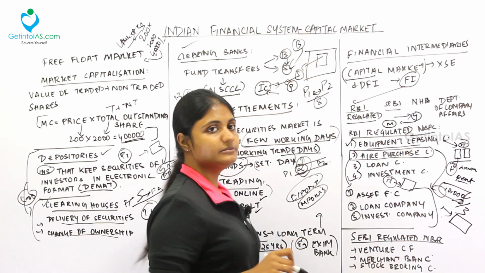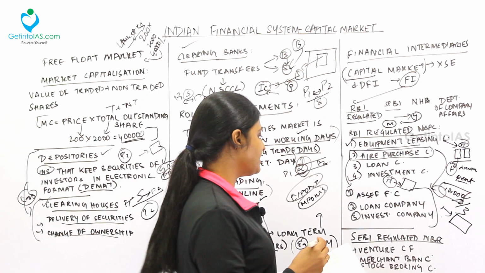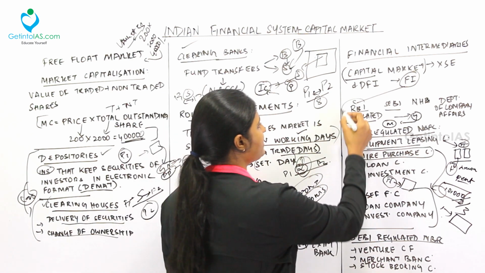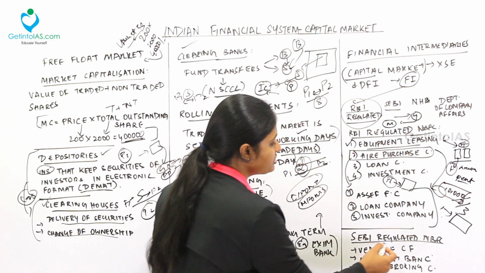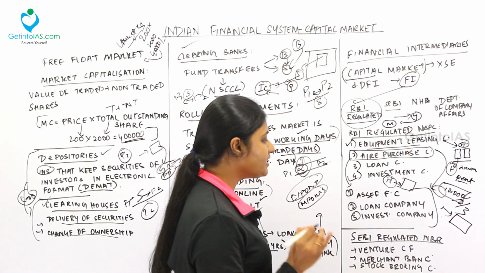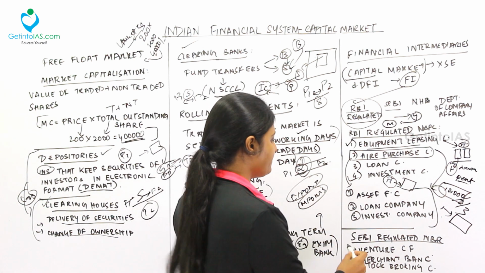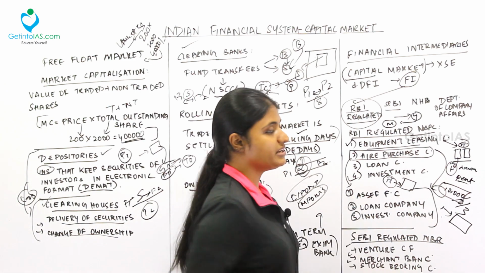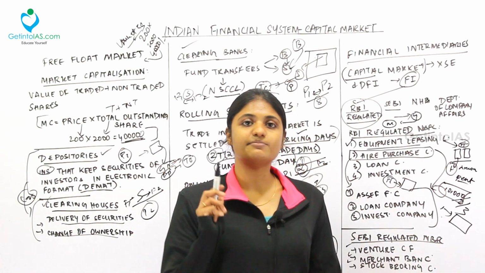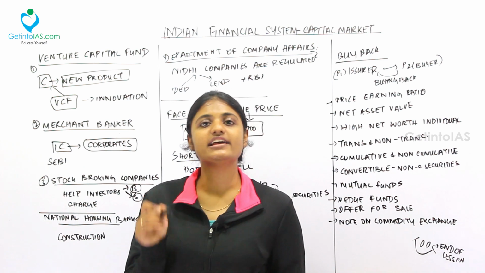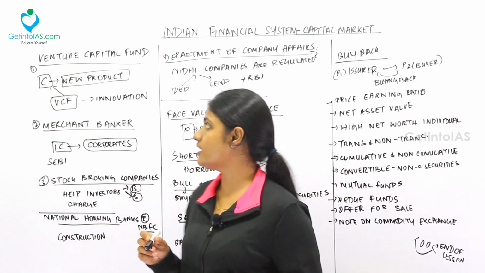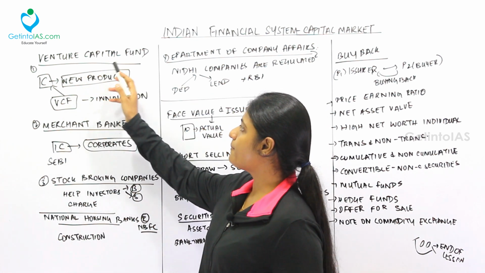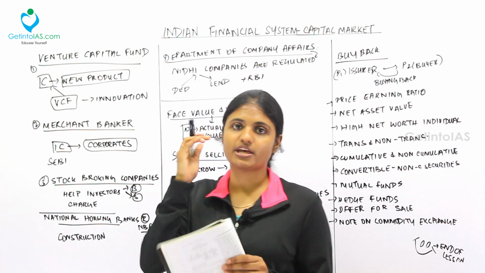larger company. Fine. Next one is the SEBI regulated NBFC. Now we have done with RBI regulated NBFCs. Now moving to SEBI regulated NBFCs. So what are the SEBI regulated NBFCs? The venture capital funds, the merchant banking companies, the stock broking companies are called SEBI regulated NBFCs. So now next moving to the SEBI regulated NBFCs. The first one is the venture capital fund. What is called a venture capital fund?